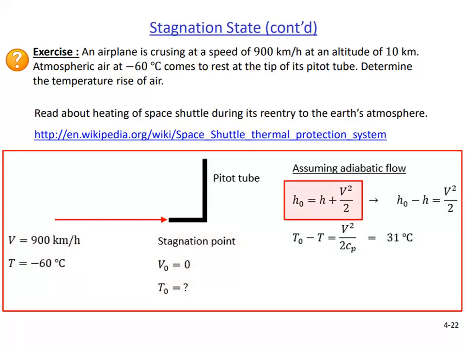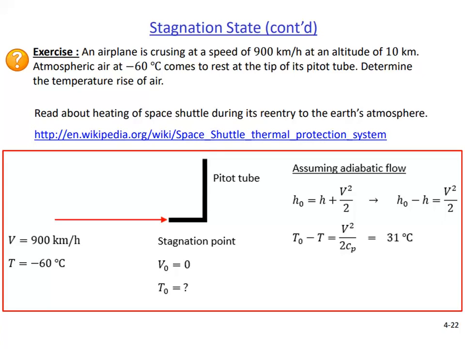We can make use of the adiabatic energy conservation equation, writing it first in the form of an enthalpy difference, and then converting the enthalpy difference into a temperature difference by using the specific heat Cp. The required temperature rise can be calculated as 31 degrees Celsius. With this temperature rise, the minus 60 degrees Celsius air will become minus 29 degrees Celsius. This is still a very low temperature, and Pitot tubes usually have heaters to avoid freezing and the formation of ice.